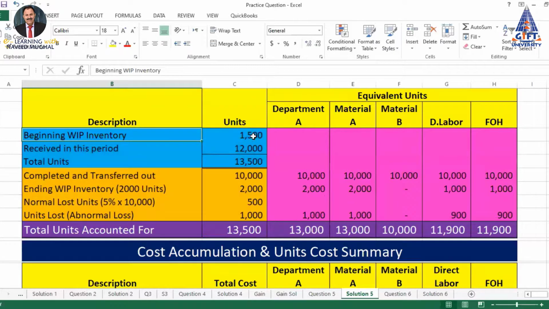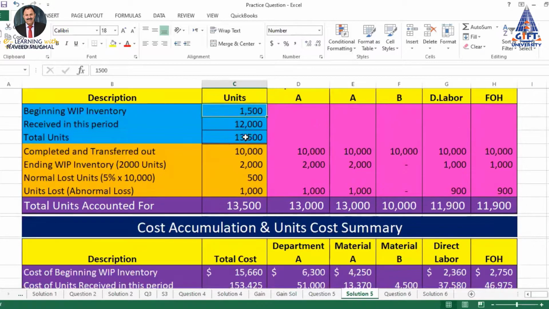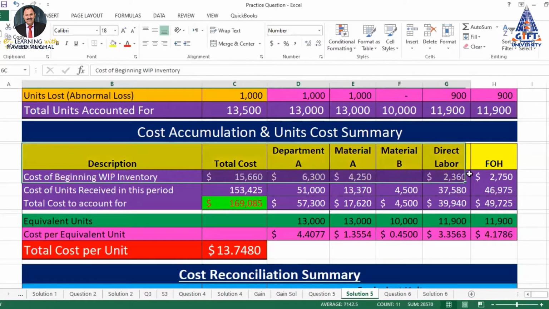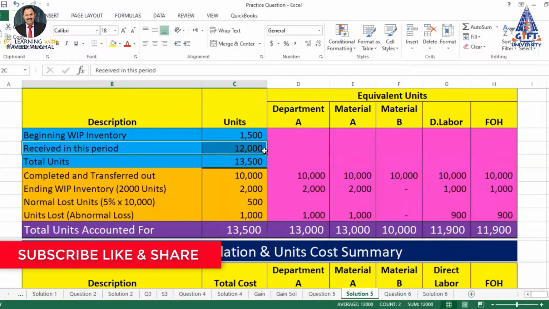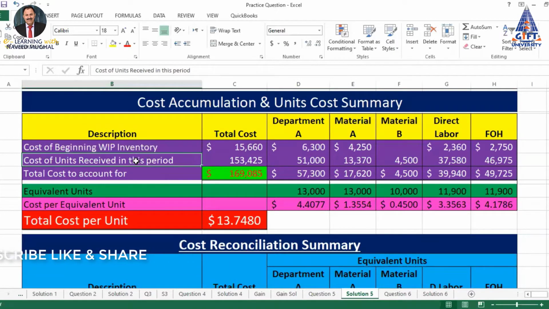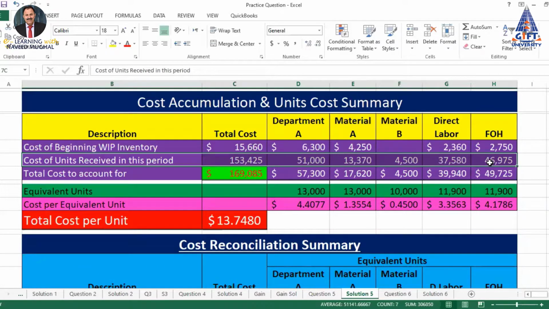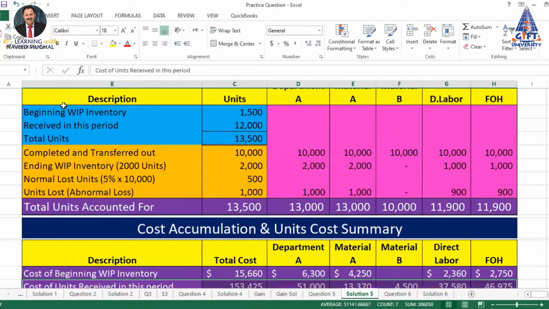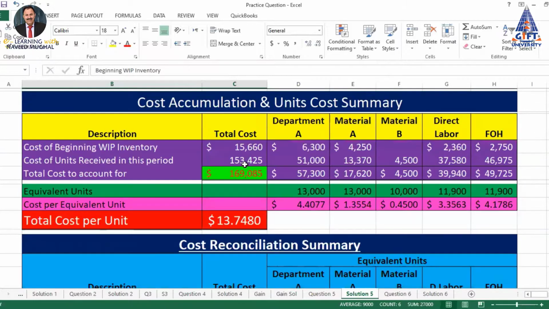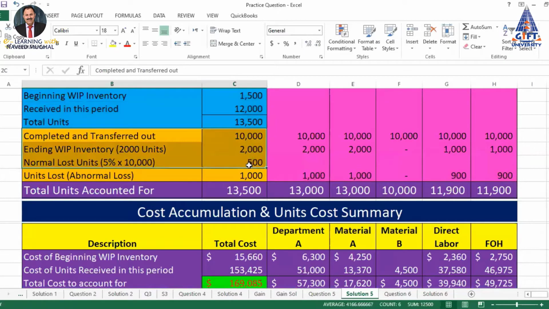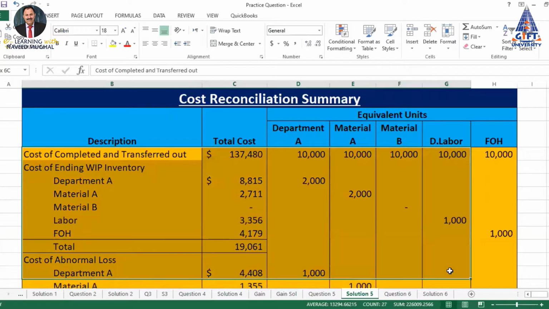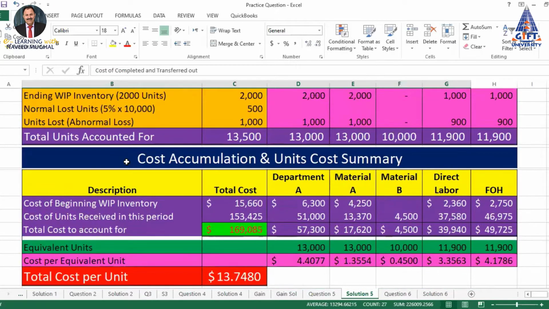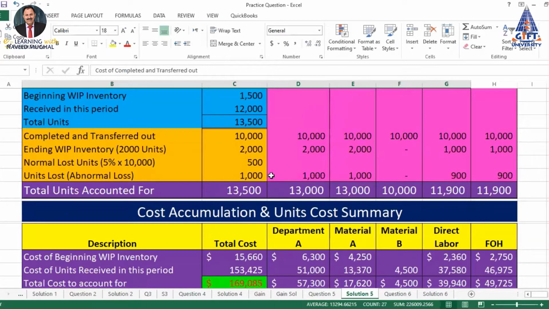That is the beginning work in process inventory. Here these are units, but here this is the cost of those work in process units, the beginning inventory. And here are the received units, 12,000, and here is the cost which has been charged on these 12,000 units. So here is the reflection of this segment of the quantity schedule in the cost accumulation and unit cost summary. But this segment will give us the reflection in the cost reconciliation summary. In cost reconciliation, we will make reconciliation according to these units.